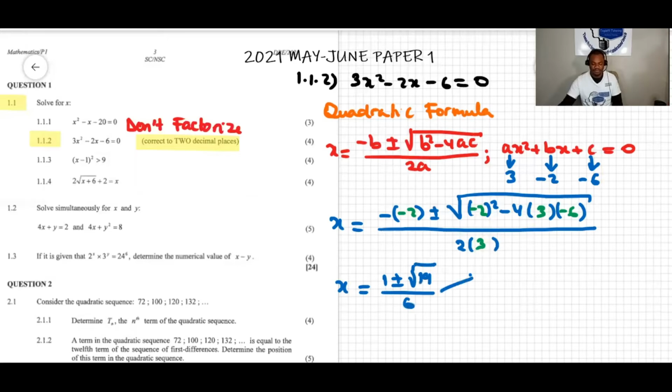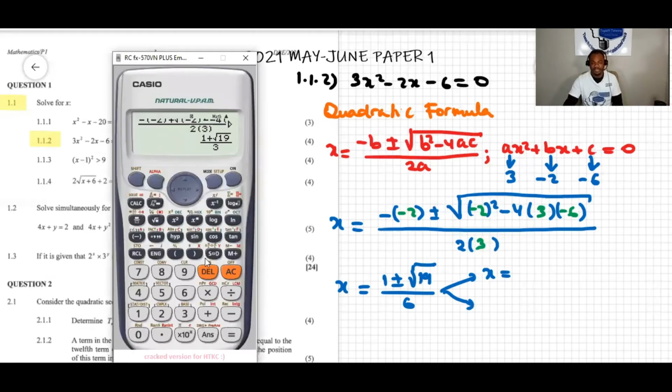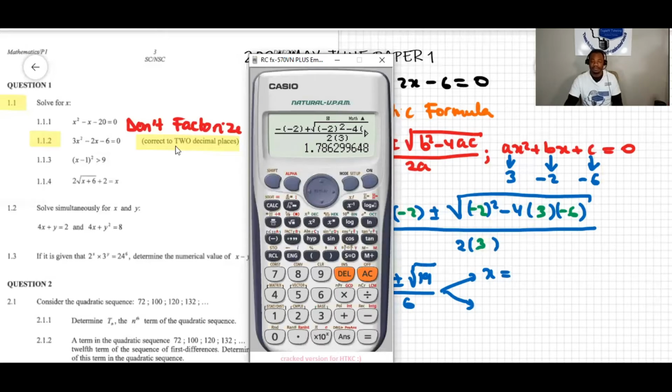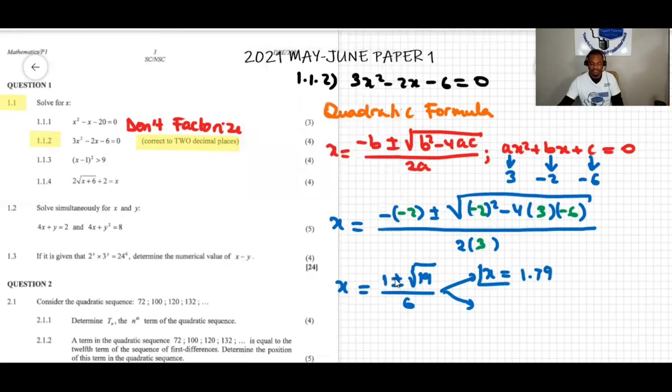One will be positive, the other will be negative. If we work out 1 plus root 19, we're going to press the SD button here. It will give us the decimal places of the number. So it's going to be 1.786, etc. Now, the question says to 2 decimal places. By that, it means we're going to look at the third decimal value, which is here 6. Because 6 is more than 5, we're going to increase 8 by 1 unit. So it's going to be 1.79. So x will be 1.79. So you have the value of x there.